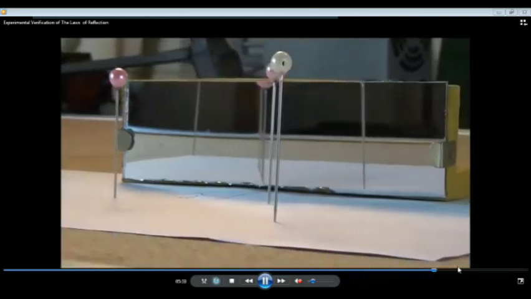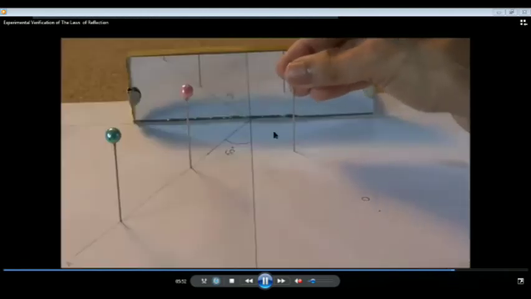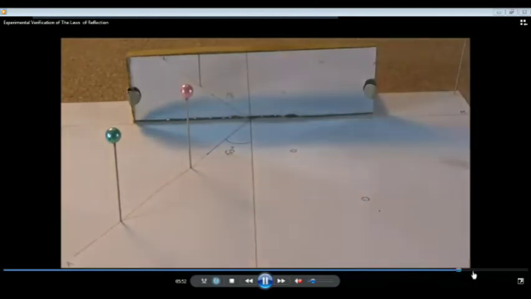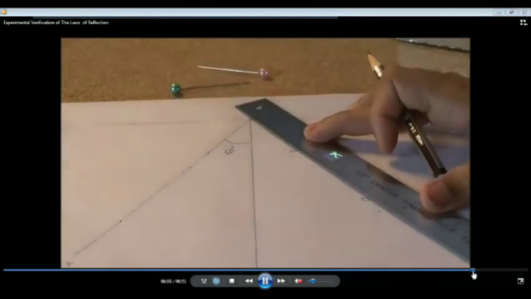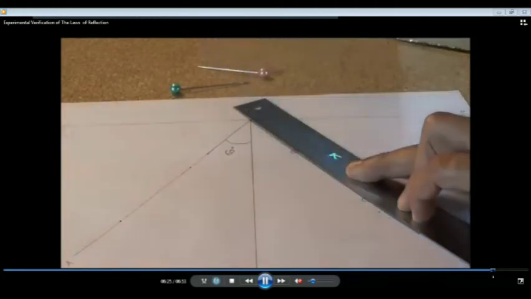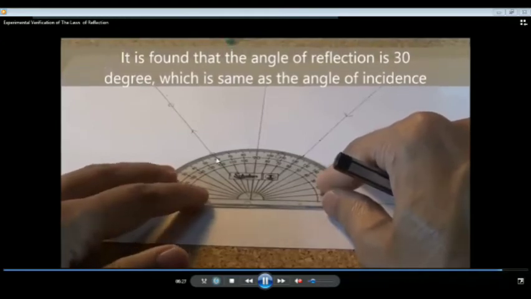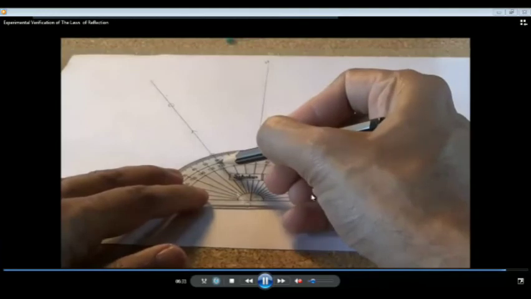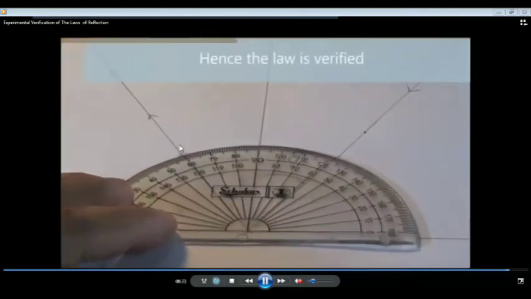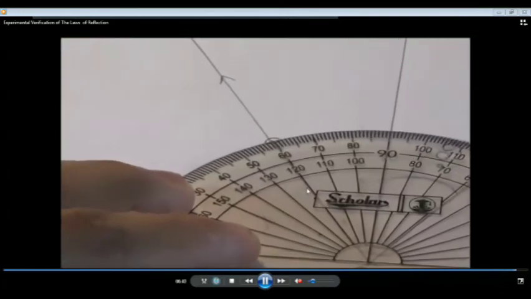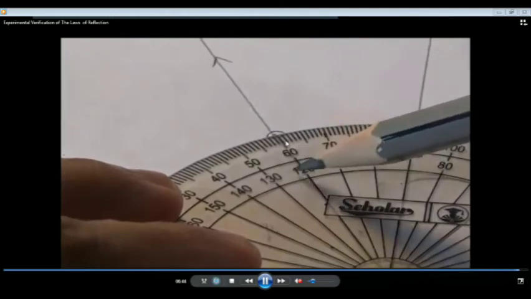Now I'll take out the pins, put a circle at this point, and draw the straight line. We mark the straight line over there with the scale. Then how can we prove the law? We will check with the protractor. Now you can see this is 60 and this is also 60. We drew this one before and now we have drawn this reflected angle, the angle of reflection. So this is also 30.